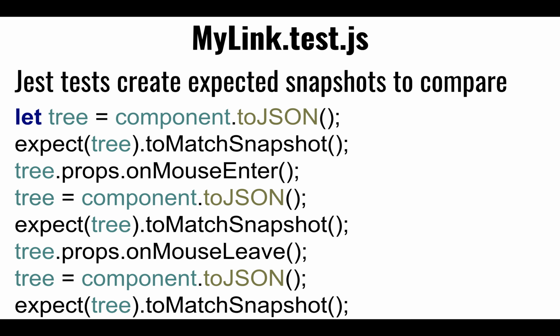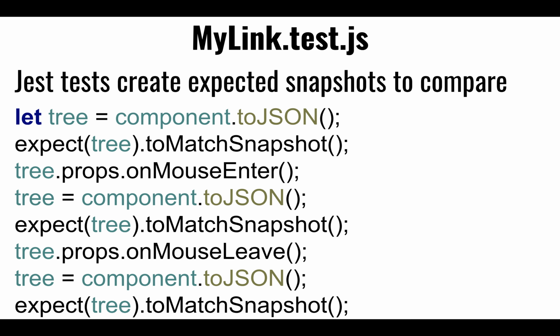We can then use the components to convert it into a JSON representation. We can then use it as an input into our various expect functions. So, for instance, we want to run Jest and say, okay, take that DOM representation and expect that it matches the snapshot. So render it. Does it match the snapshot?